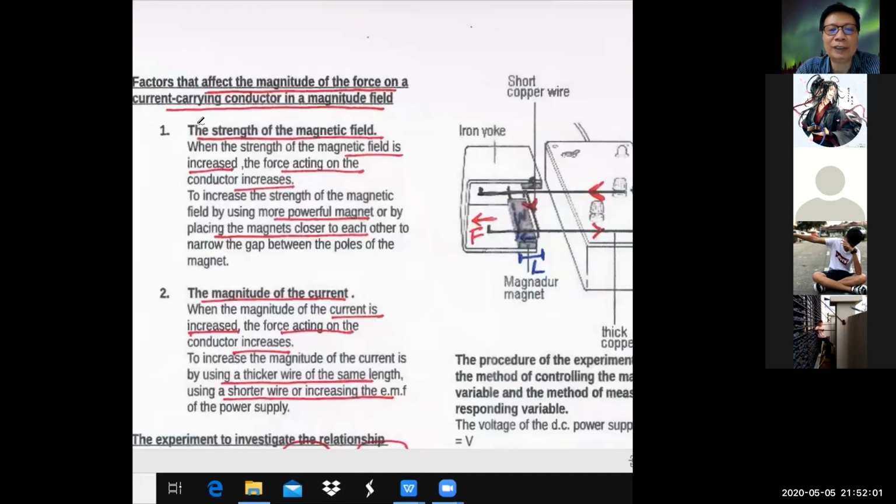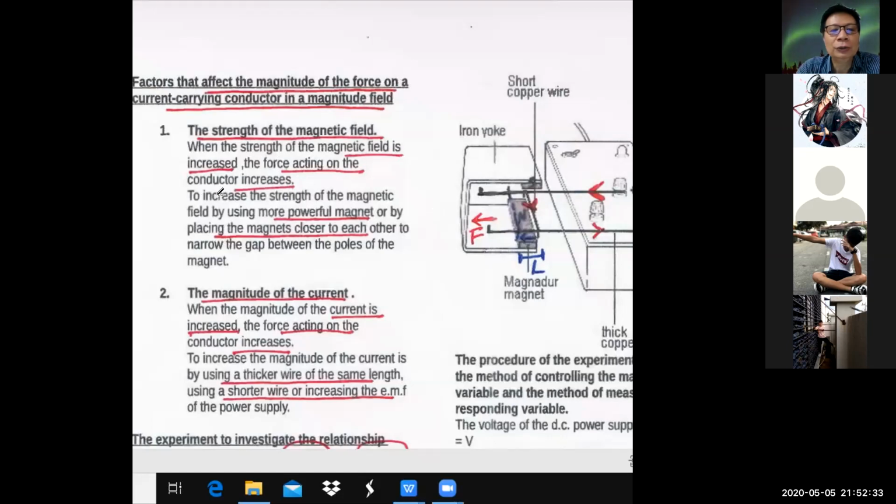Okay, please highlight. The first one is the strength of the magnetic field. Use a stronger magnet. Then this force becomes stronger. When the strength of the magnetic field is increased, you use a stronger magnet now, right? So the force acting on the conductor increases. So this force becomes stronger. So this short wire can be pushed further because the force is stronger, right?